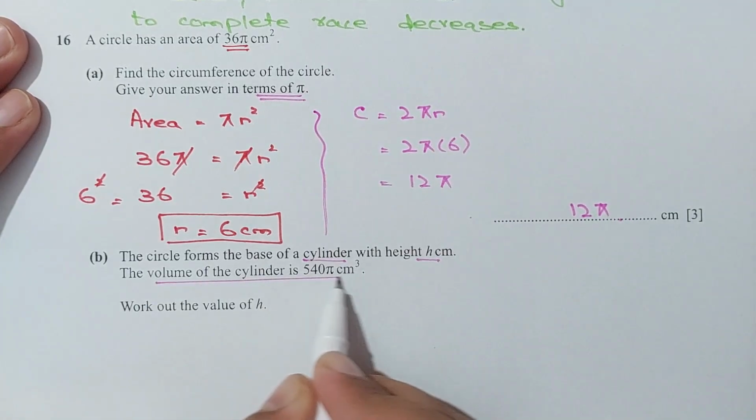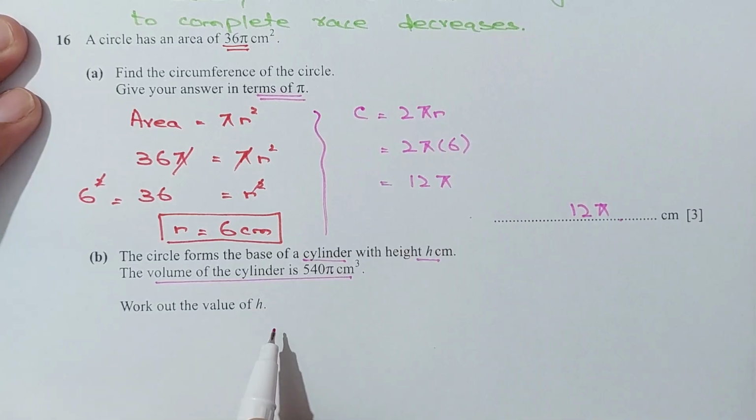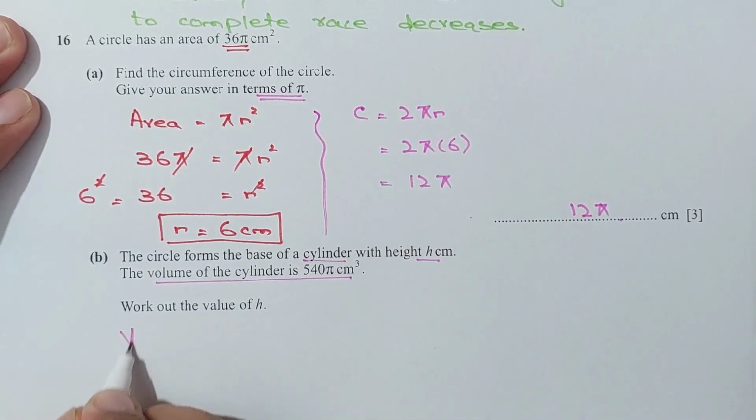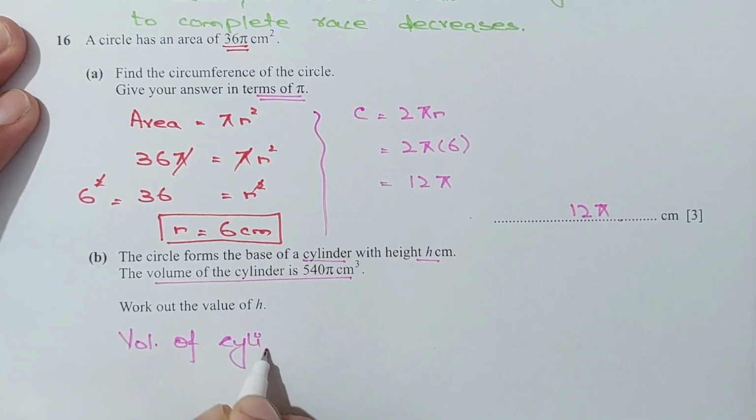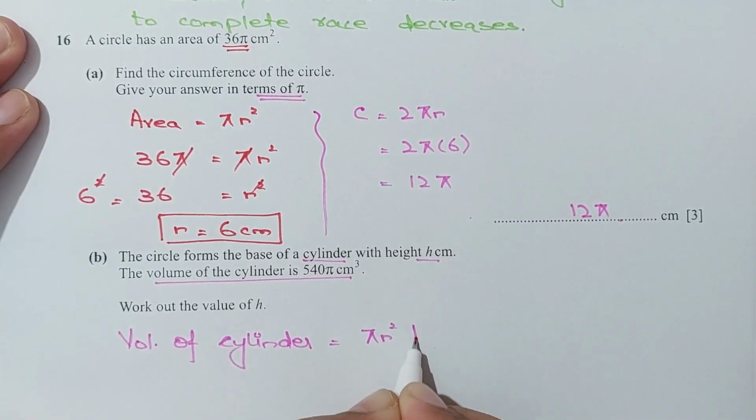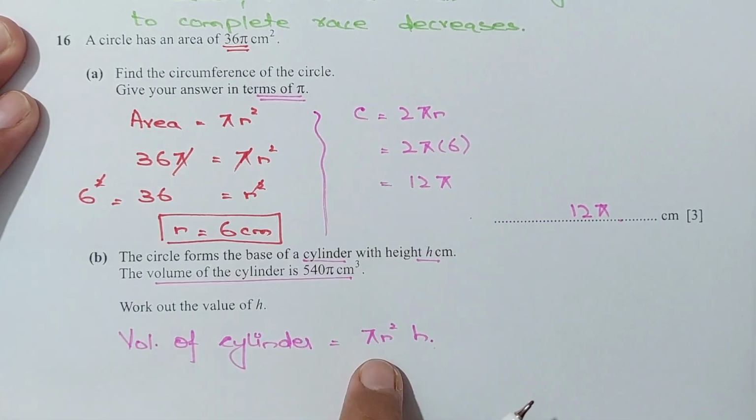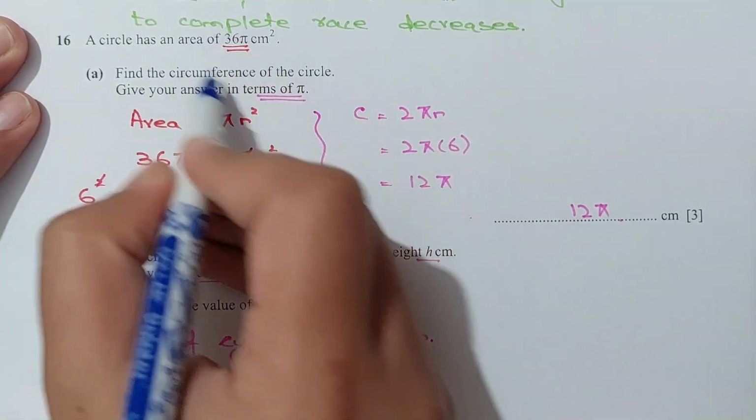The volume of a cylinder is this. Work out the value of height. So the formula for volume of a cylinder. The volume of a cylinder has a formula pi r squared h. The radius of a circle multiplied by the height. Okay, sorry, the area of a circle. So we have already been given the area of the circle in the question, right?